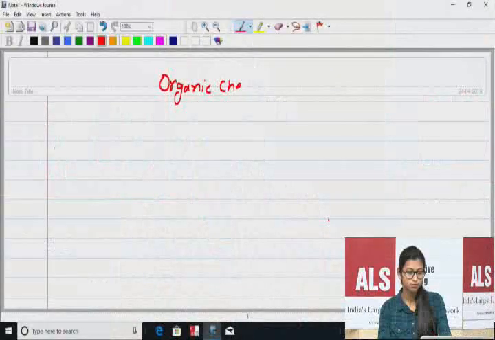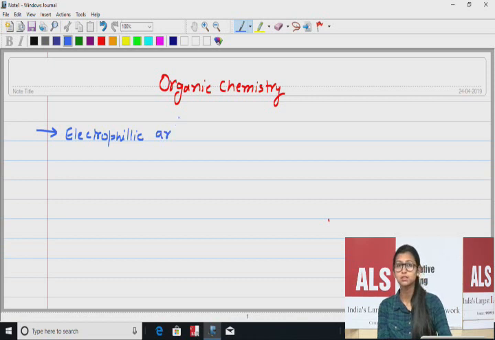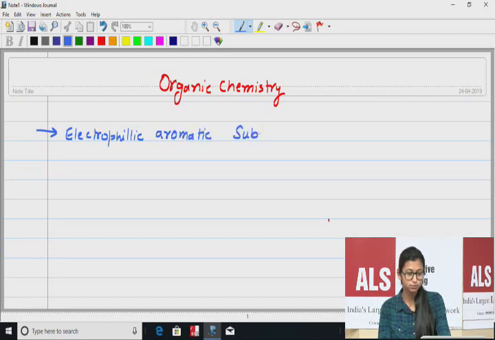I am writing the very first mechanism. We have started the organic chemistry, and from that we have started the electrophilic. I have already told you what is an electrophile, what is the nucleophile, right? So, electrophilic aromatic substitution reaction. And I have told you that in the short form we call it the ESR reaction.